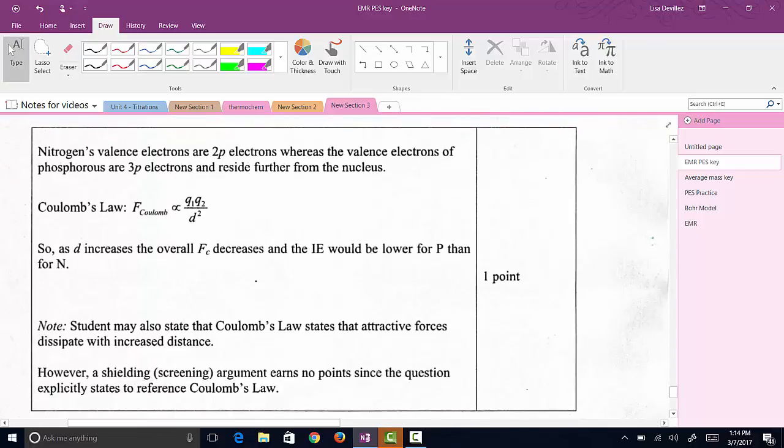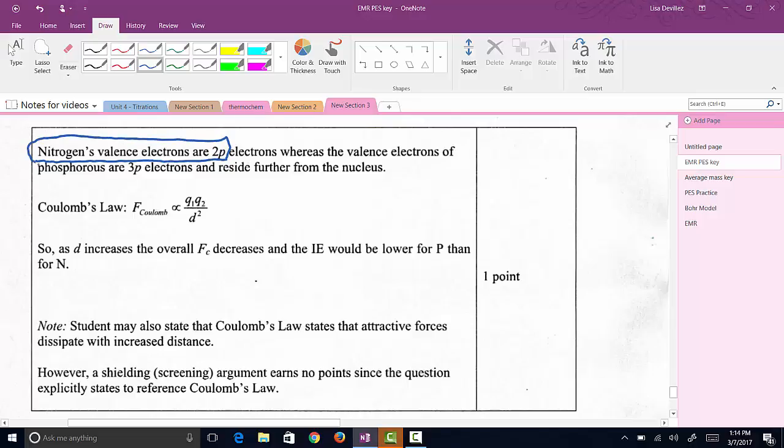So based on Coulomb's law, as distance increases, the overall attractive force decreases. So our ionization energy would be lower for P than for N. And again, you'll see up here how specific it was. And I highly recommend you do that.